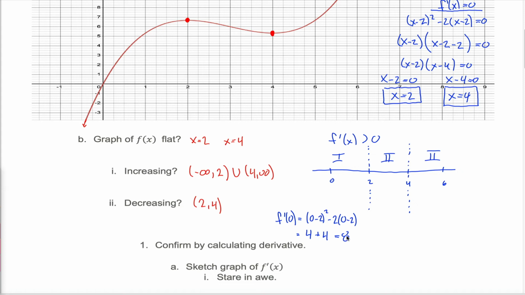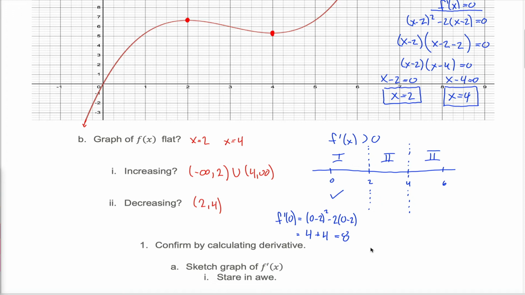I don't really care that this is equal to 8. All that I care about is that 8 is greater than 0. What that means is that at this point 0, the derivative is 8. So at this point 0, the derivative is positive. And because the derivative can't switch from being positive to negative at any point until we get all the way over here to 2, what that means is for all numbers in region 1, the derivative is going to be positive.